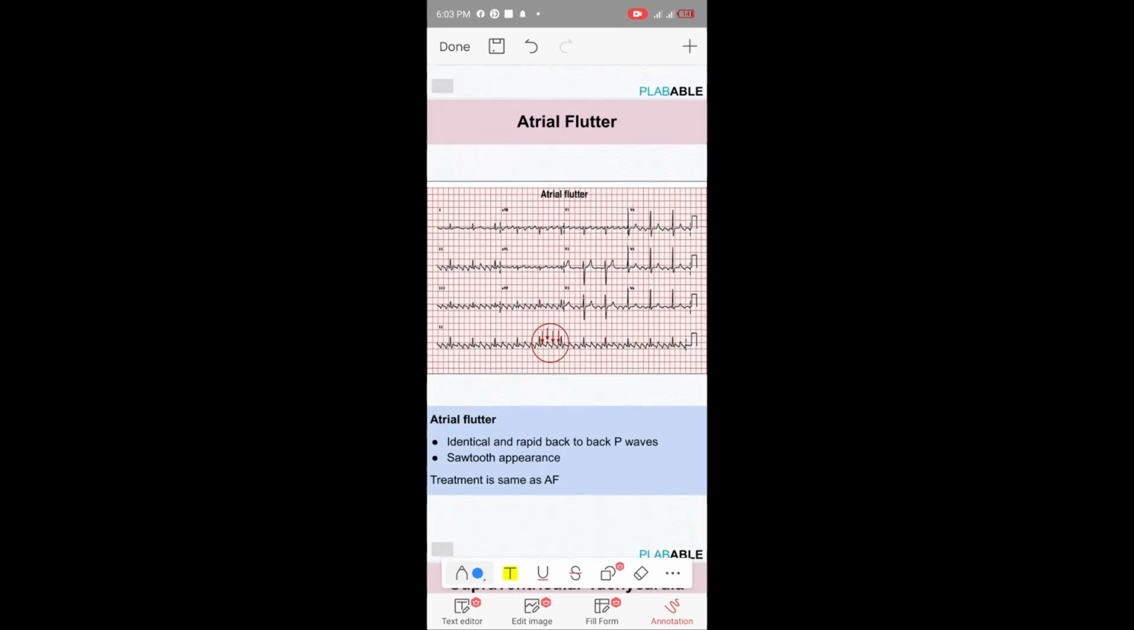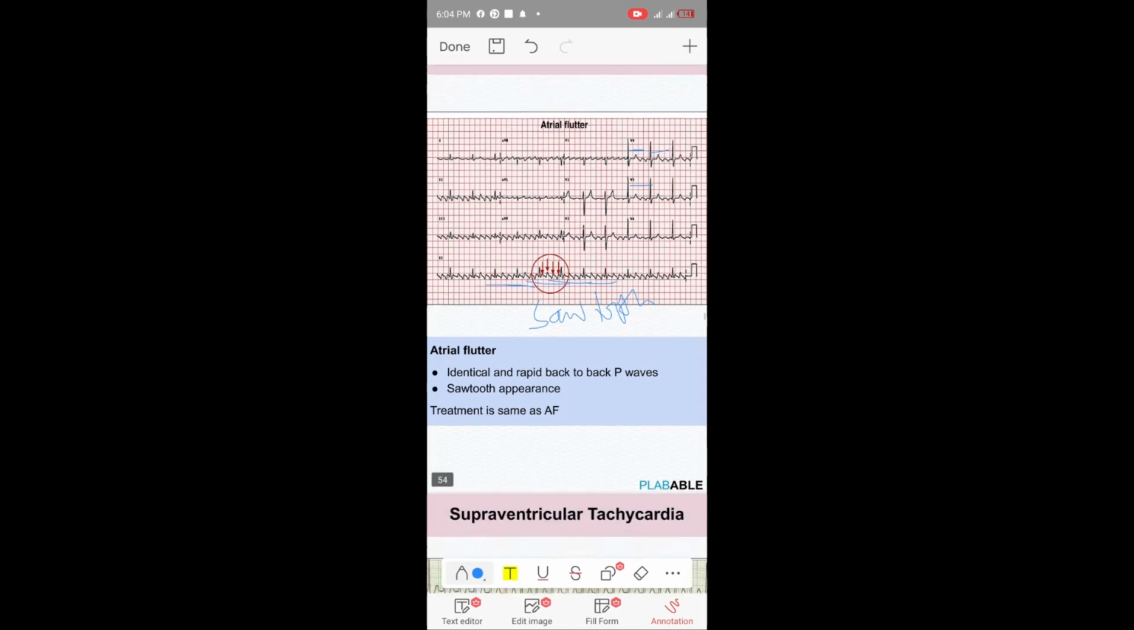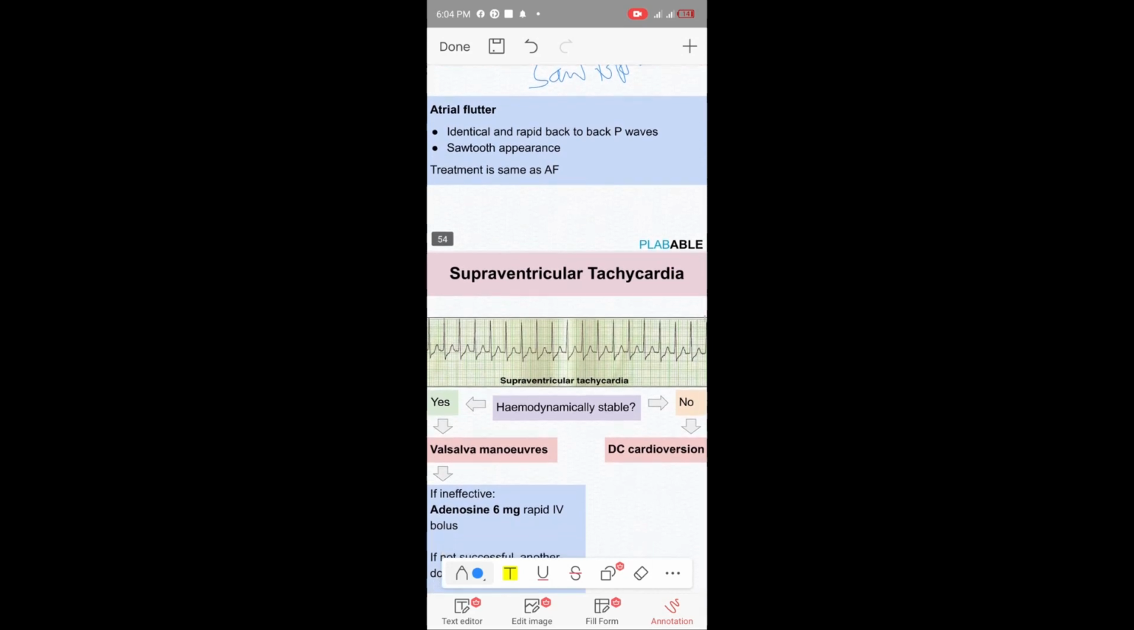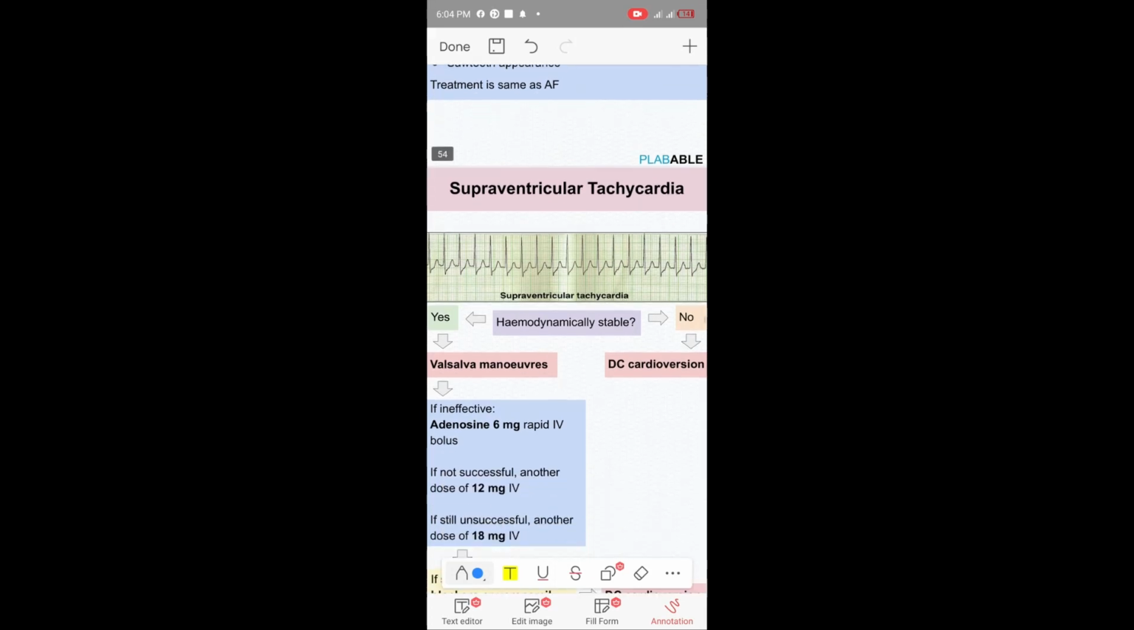Now comes atrial flutter. The difference between atrial flutter and fibrillation is that on the ECG, the R-R intervals are regular, and you can see a sawtooth appearance. That's a typical ECG of atrial flutter. Treatment is the same as AFib. The thing is, if you electrically cardiovert, atrial flutter requires less energy as compared to atrial fibrillation.